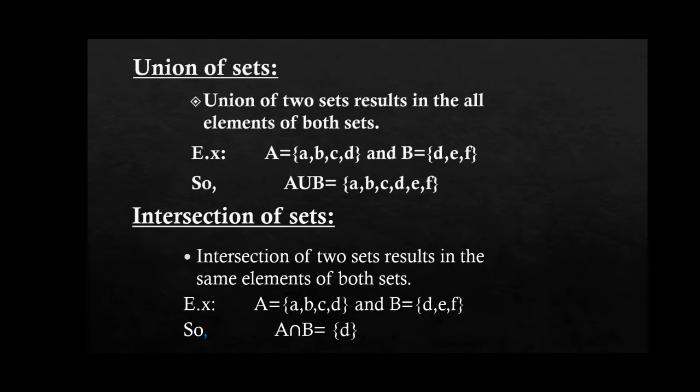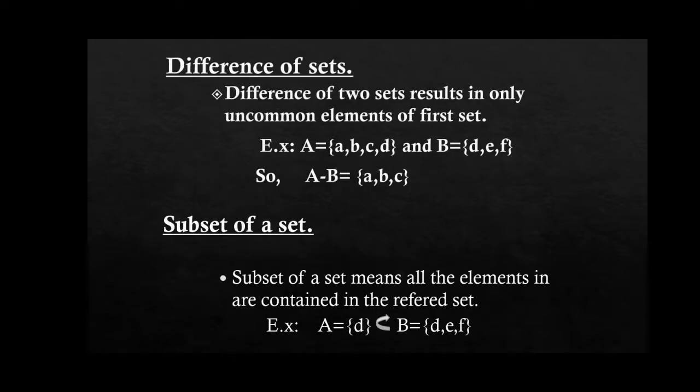While in intersection of the sets, we only talk about the common elements between them. For example, in A there were elements A, B, C, D, and in B there were elements D, E, F. So the common element is D. Now, talking about the difference of the sets, difference of the sets means uncommon elements of the first set. For example, here A is ABCD and B is DEF. So the uncommon elements are ABC.